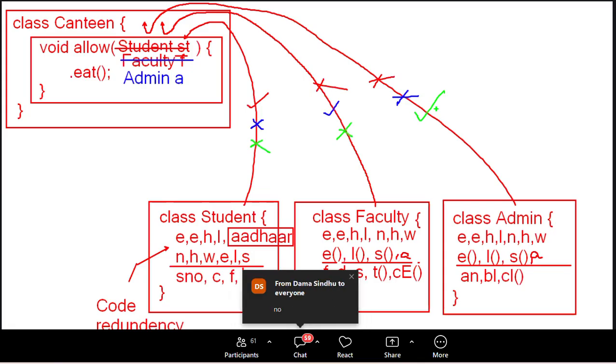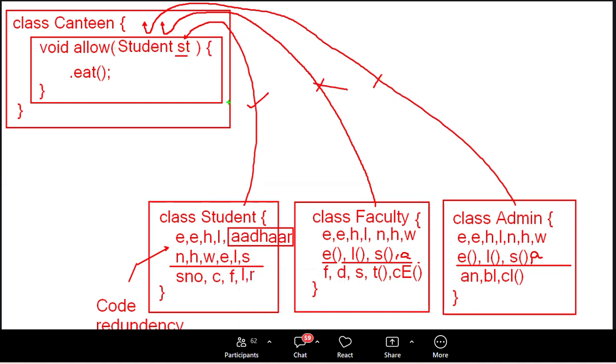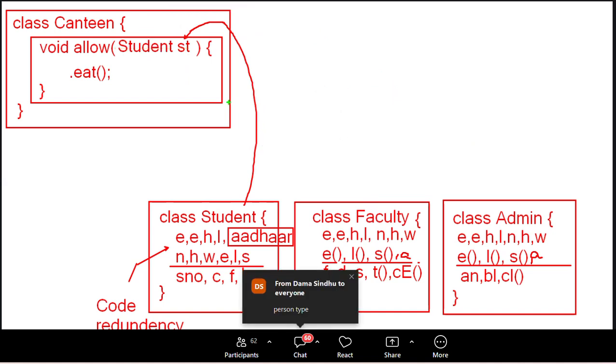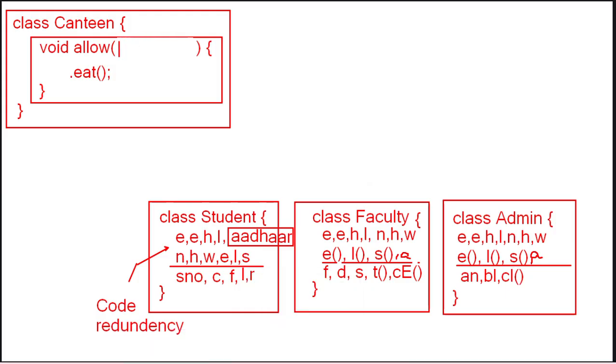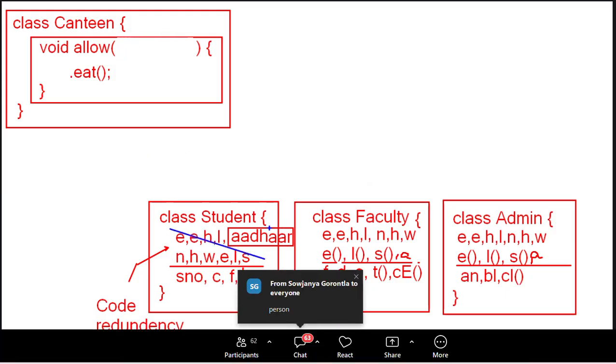Then tell me, what is the solution to all this problem? All these are what type of objects? Person type of object. Don't take admin, faculty, student separately. It is bad programming, wrong programming. Then what to do? Remove this. In place of student, if I take one common type, repeating the same properties again and again is bad programming. Then what to do? I must create one common class called person.